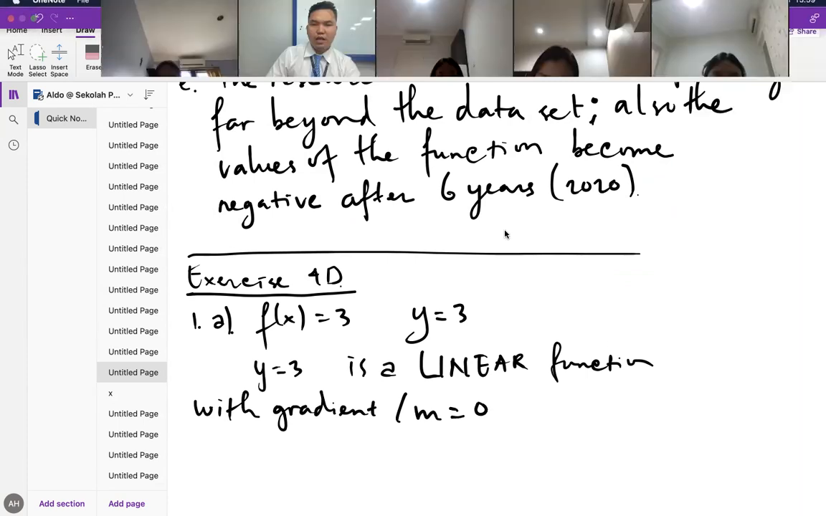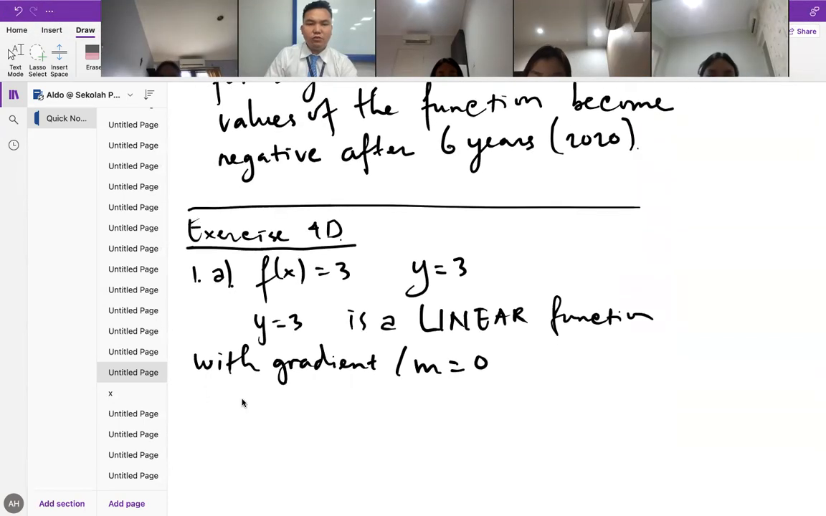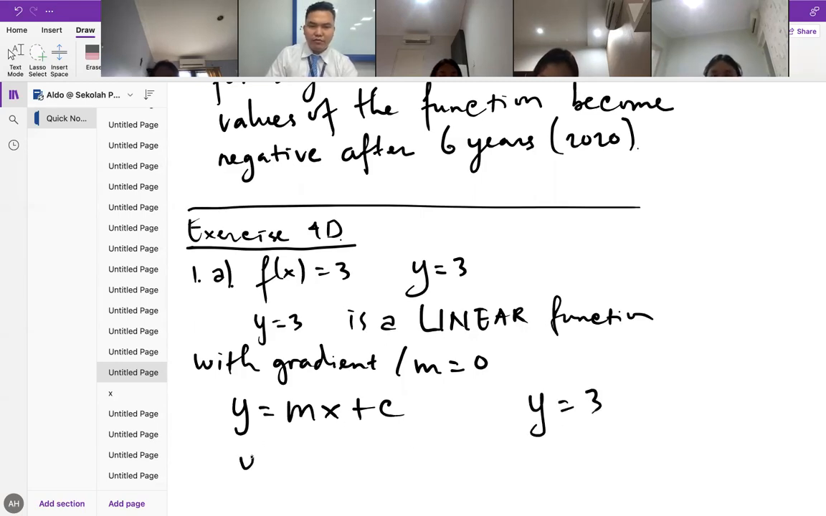How do we know that m is equal to 0? This is the equation of a line: y is equal to mx plus c. And as you can see, this line is y equal to 3, so y is equal to 0x plus 3. Because there is no x, we know that m is equal to 0. Done.